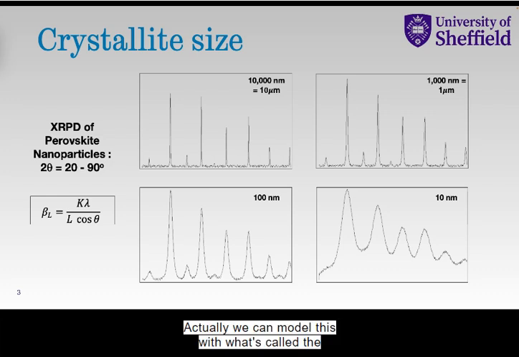And actually, we can model this with what's called the Scherrer equation, shown here on the left-hand side, where this beta value is showing the peak width, and we can see that it's inversely proportional to L, which is the crystallite size of our material. So if L gets larger, beta, the peak width, will therefore get smaller. Now there's a derivation of this in the notes if you want to see how we get to the Scherrer equation. So we can see that the crystallite size will therefore affect the peak widths.